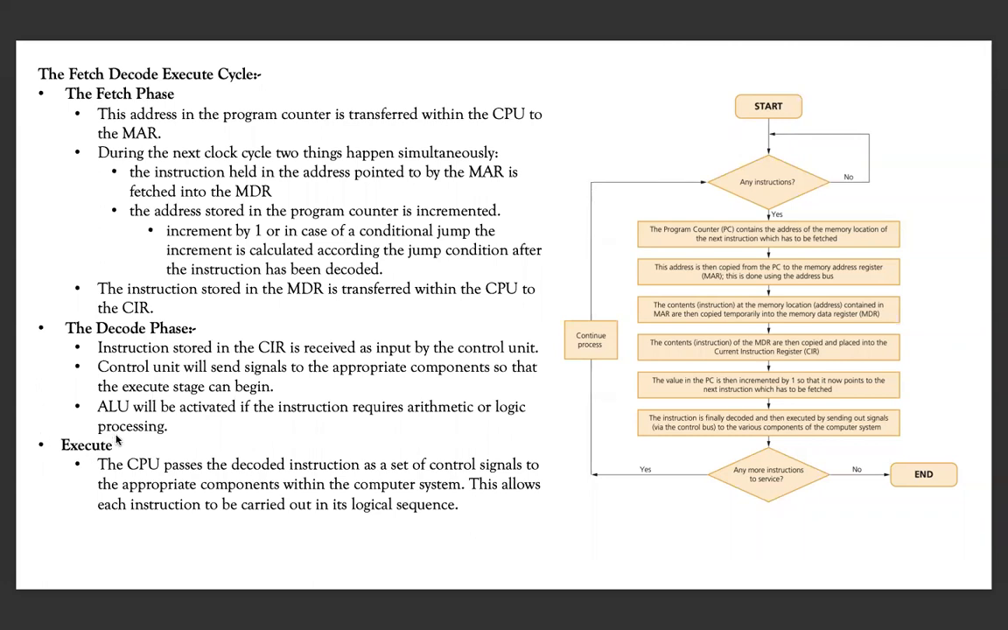And finally, the execute phase. The CPU passes the decoded instruction as a set of control signals to the appropriate components within the computer. This allows each instruction to be carried out in its logical sequence. So control is shifted to the control unit, and for execution to become complete, the control unit is sending out control signals to all necessary parts of the computer to execute that instruction.